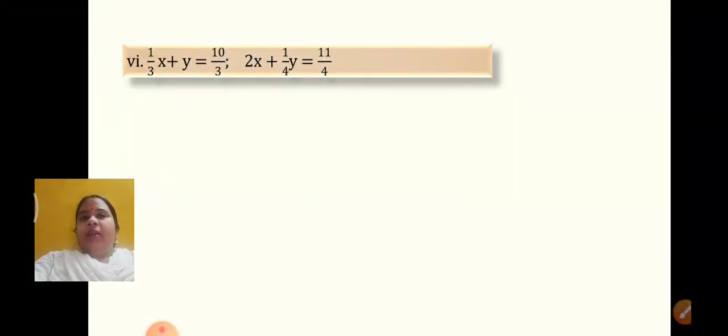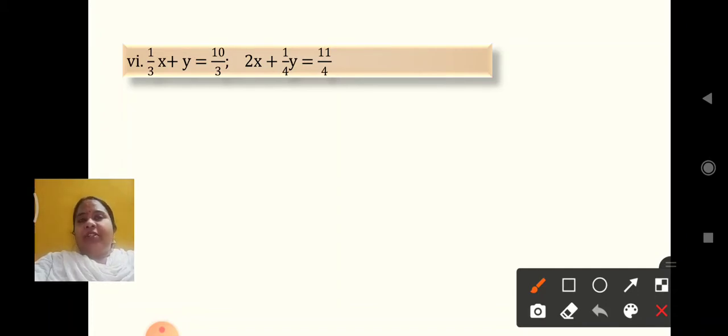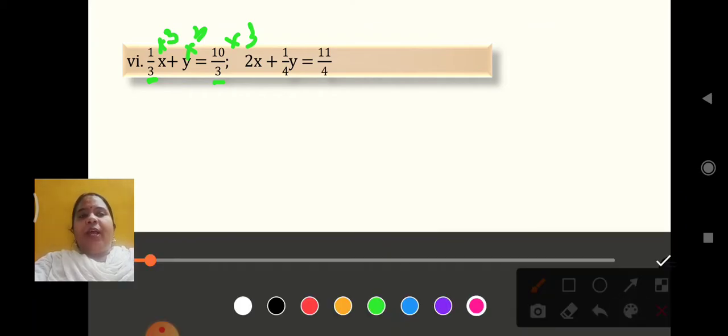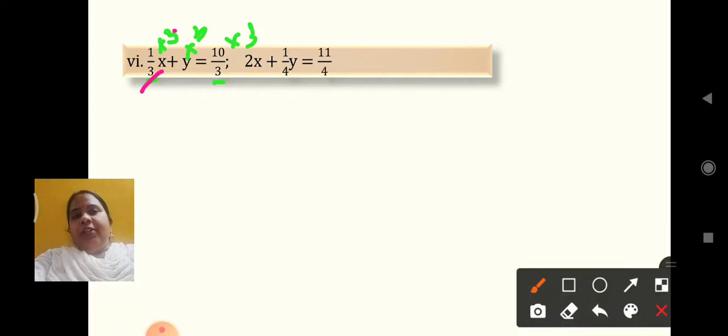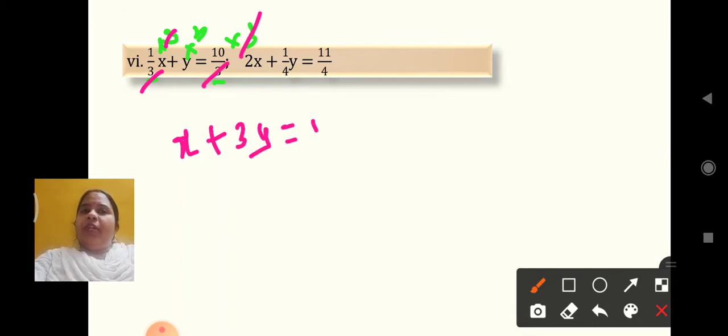This is the sixth one, particularly taken because many students get afraid of fractions. I'll tell you an easy method to do it. First step, whenever fraction sums are given, you try to eliminate the fraction. Now the denominator you can see here is 3. So my first step will be multiplying equation number 1, all the terms, by 3. So when I do that, what will happen? First, this 3 and 3 will get cancelled. So it will become x plus, again 3 into y will be 3y, and this 3 and 3 will get cancelled, it will be equal to 10.